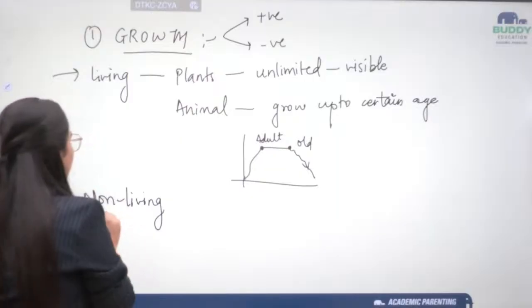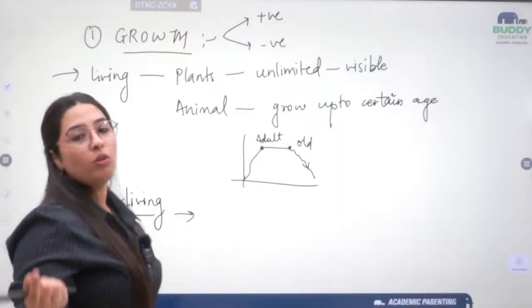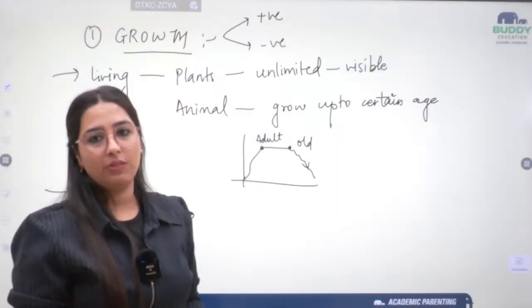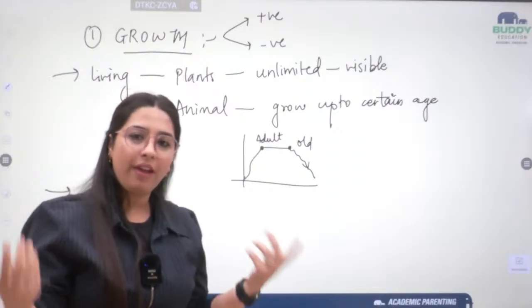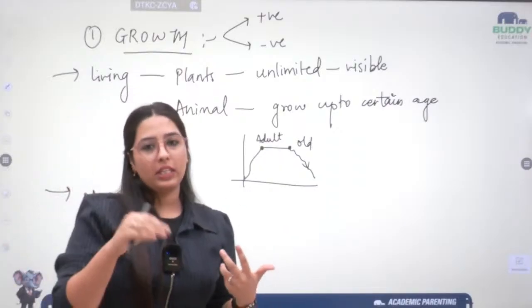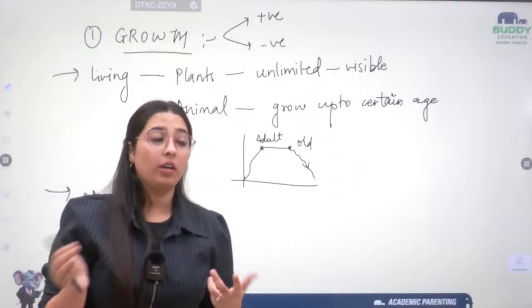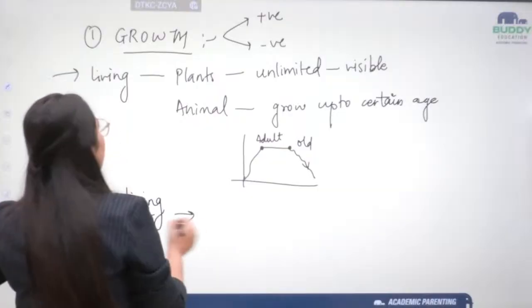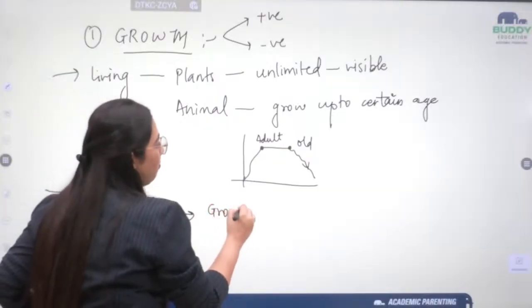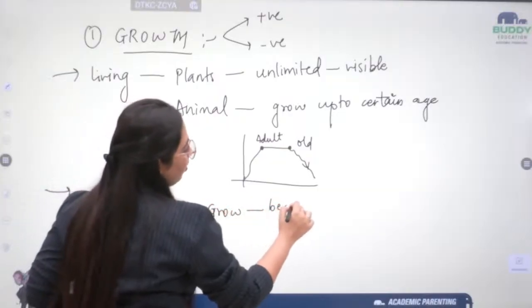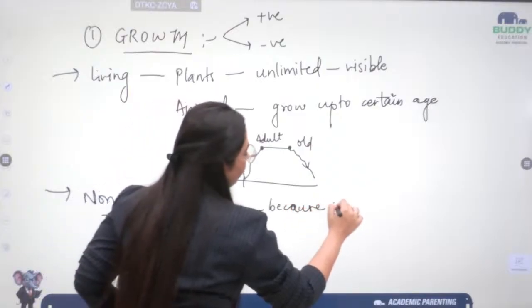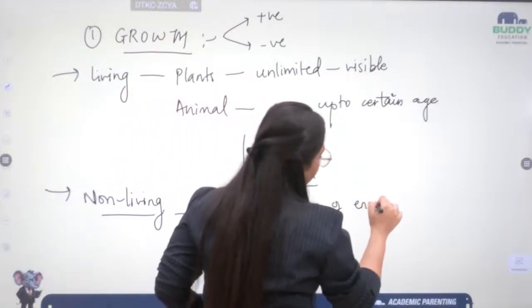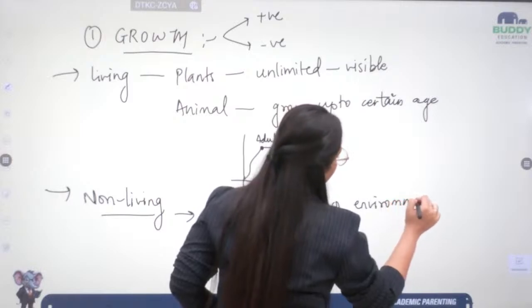So if I talk about non-living, they keep on growing with respect to mass and height as well, depending upon the environmental condition. So if there is any external force or external support or any external thing going on with them, they will change. So non-living things grow, but because of the environment they are in.